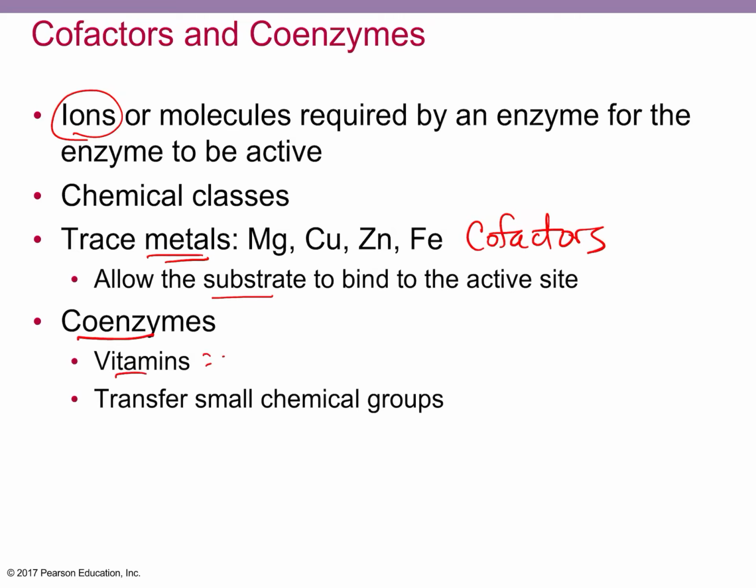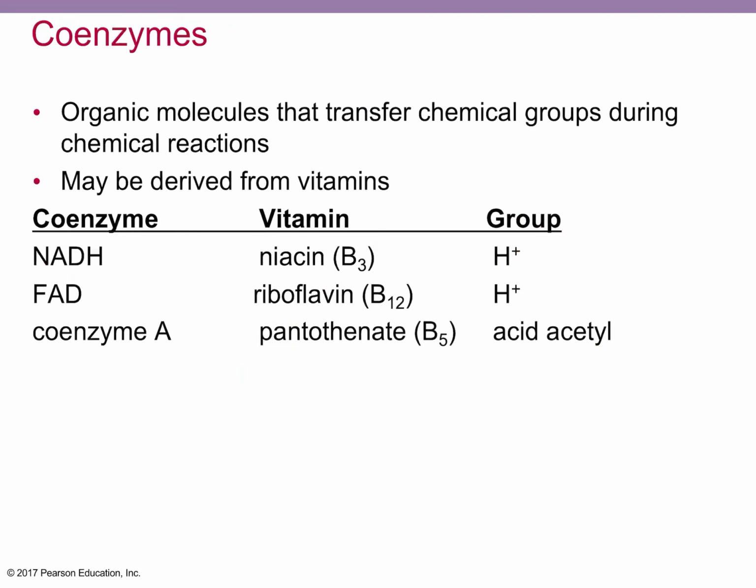Coenzymes are vitamins. They are organic molecules. So that's our big difference. Cofactors are minerals. They are inorganic. Coenzymes are organic molecules. They are derived from vitamins. Here are some coenzymes: NADH, FAD, Coenzyme A. These should look somewhat familiar to you because these are all used in cell respiration. So we need to take our vitamins and cofactors, I would say vitamins and minerals, so your enzymes can work efficiently.